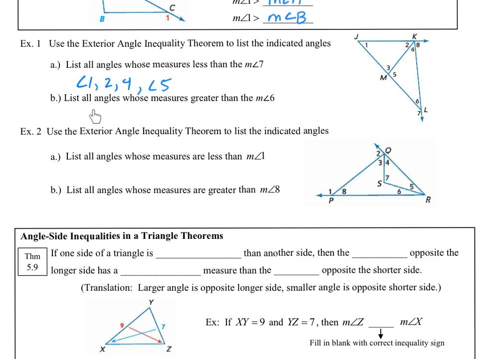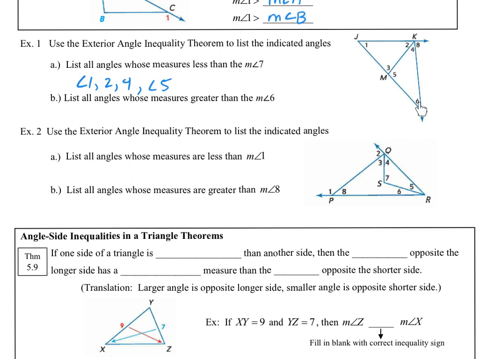And now let's list all angles whose measures are greater than the measure of angle 6. So angle 6 is an interior angle. So what we need to do is find any angles that would be an exterior angle where 6 would be a remote interior angle with respect to that. So 6 is in the interior of this angle. So we can see that one exterior angle would be, if we extend this side of the smaller triangle, angle 3 would be one angle.